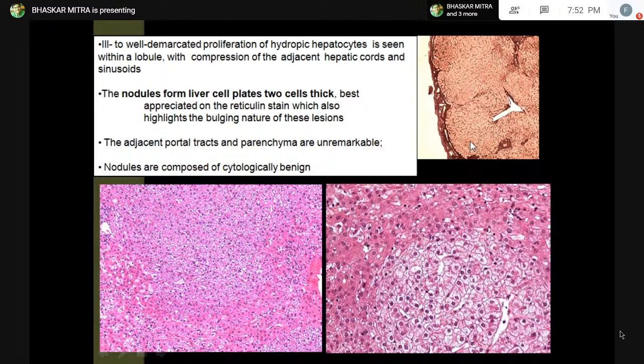It may be on the surface and cause bulging of the liver surface, which again can be better appreciated on the reticulin stain. The adjacent portal tracts and liver parenchyma usually are unremarkable, and the nodules are composed of benign hepatocytes. Cytologically they do not show any significant atypia, regenerative change, or significant increase in mitotic activity.